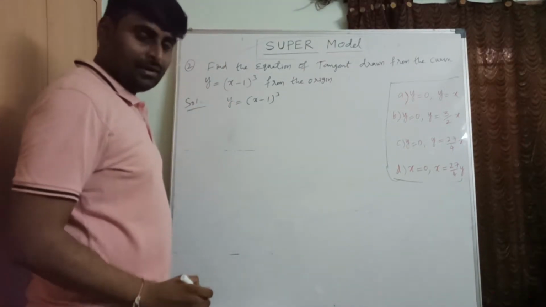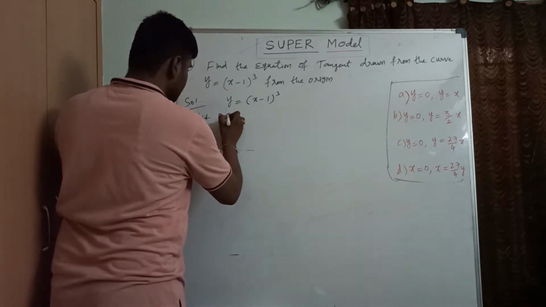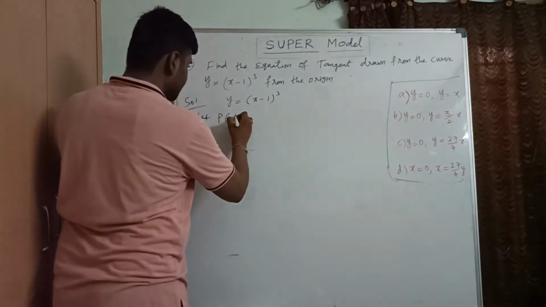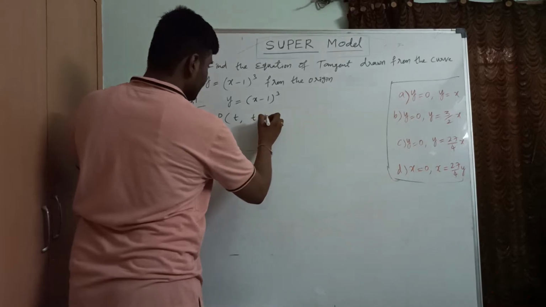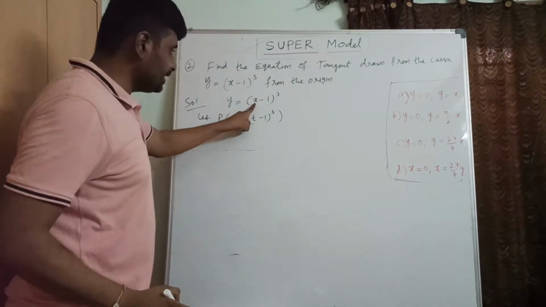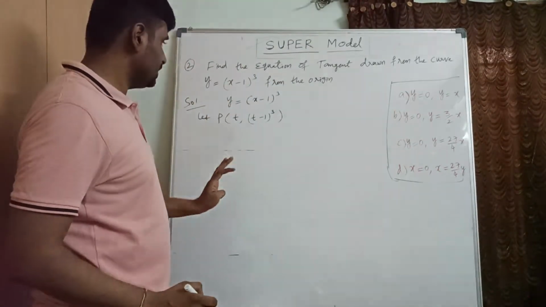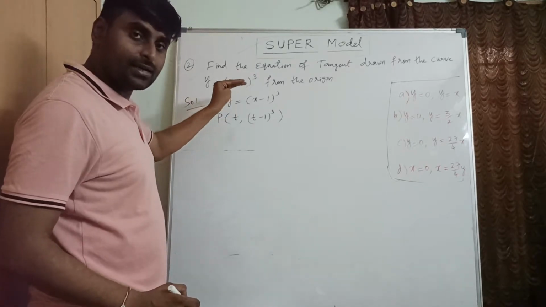After taking the curve, let us take a general point. Let P equal to, if you substitute x equal to t there, the y value is (t minus 1) whole cube. Correct or not? Whenever the x value is t, if I substitute, the y value will be (t minus 1) whole cube. Complete RHS, right? This is a general point on the curve.